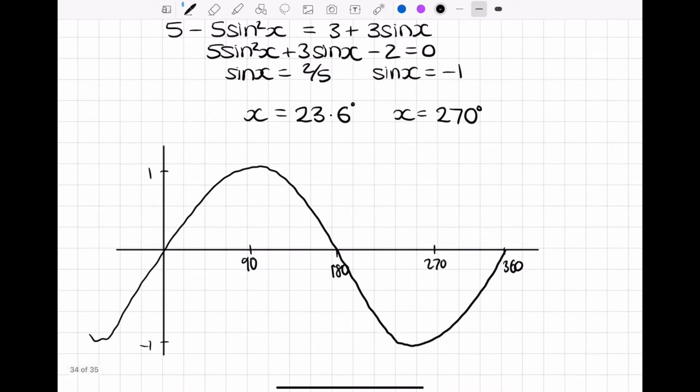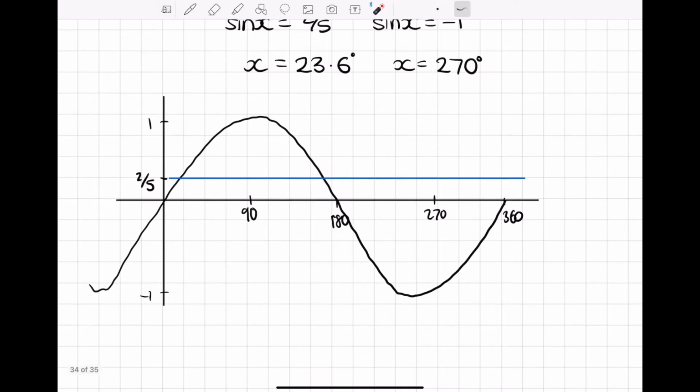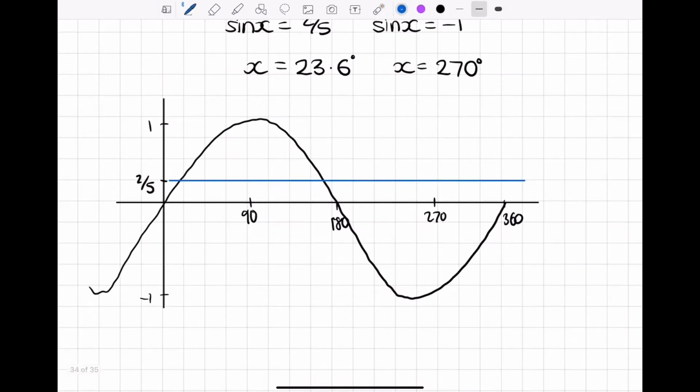The other value that we've got is at sine 2/5. So I'll draw 2/5 on my sine graph, and we'll look at the solution points here. So across that line, we've only got 2 points that cross, so one not very far into the x-axis, and then one just before 180. So we know that we've found one already. This corresponds to our 23.6 that we've already found. We also want to find this one just before 180.